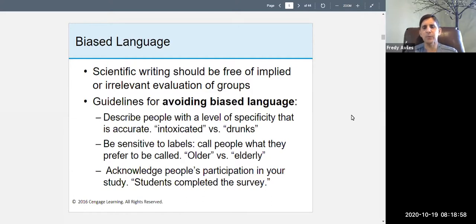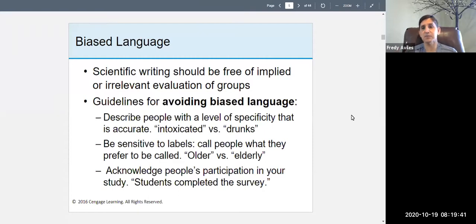Describe people with the level of specificity that is accurate. In other words, just use the proper language. Okay, you don't call people drunks. That basically says that you don't like them, right? He or she is a drunk. These participants were drunks. No. If you did a study involving alcohol, you say intoxicated participants, and then whatever happened. Intoxicated, not drunks. Don't use words like high or stoned or things like that. Intoxication refers to many things. It could refer to alcohol or intoxication with marijuana, but you need to use proper language.